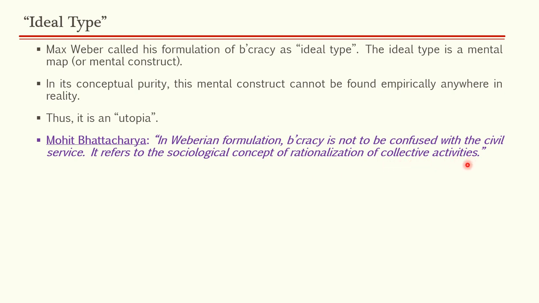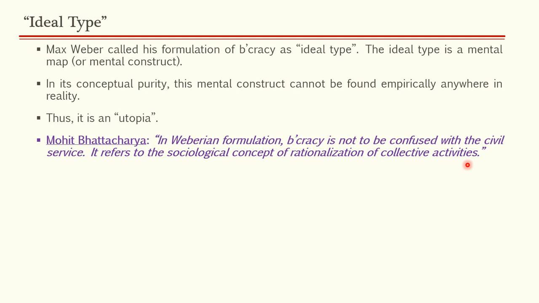Now, what this basically means is, Max Weber himself said that my model of bureaucracy is an ideal type. It does not exist in reality. It is just a mental map. It is just a mental construct. It is a utopia. Utopia means which does not ideally exist. It is just a theory. It does not actually exist. So what we should do is, whatever bureaucracies are there in the world, they should try to achieve this ideal type. There should be a conscious effort to achieve this ideal type of bureaucracy.